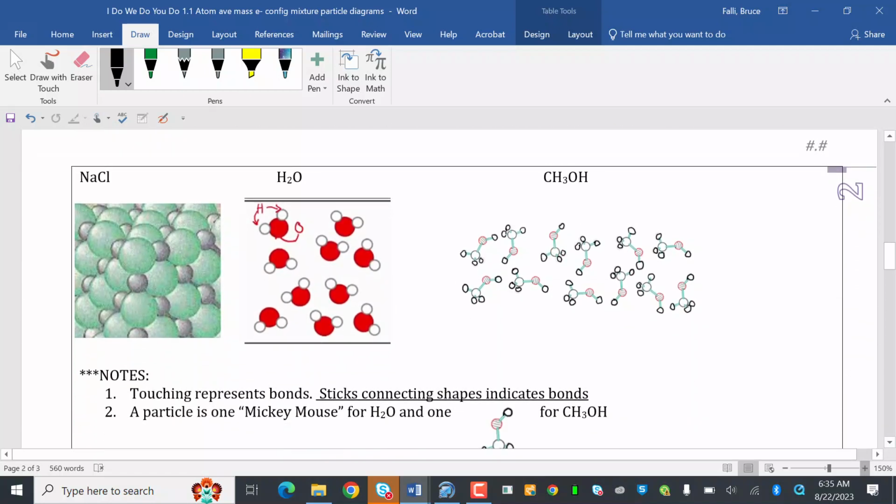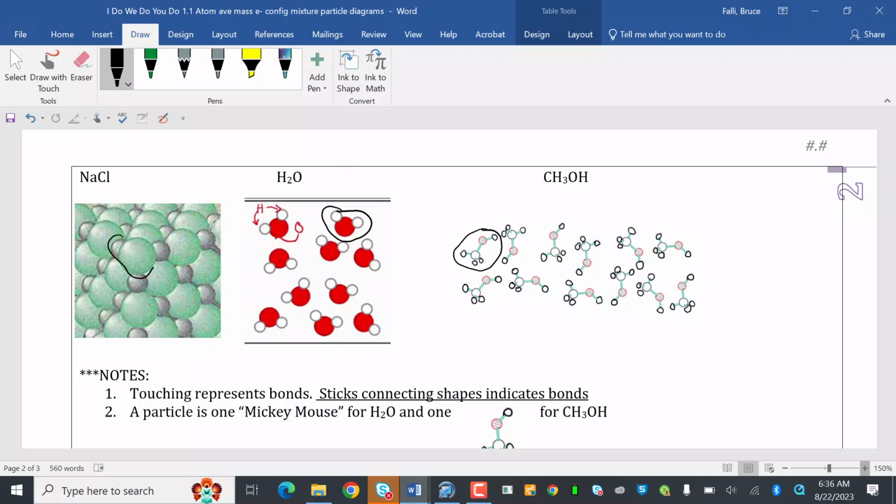Picture of NaCl, so some different pictures of them packed in there again. Notice how my particle is this right here. My particle is that right there. And notice how that's just repeated over and over again. Touching represents bond. So sodium chloride, these ionic ones, man, are they hard to tell what's going on.